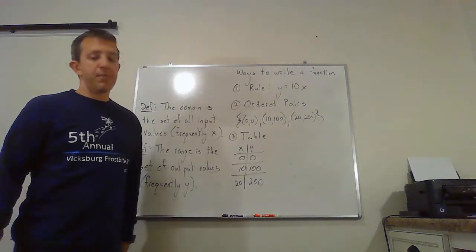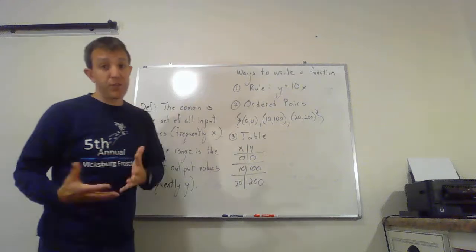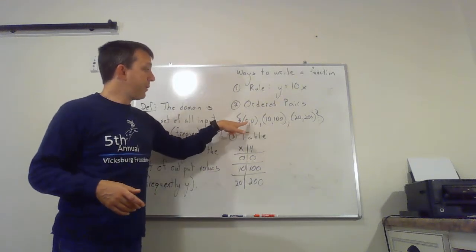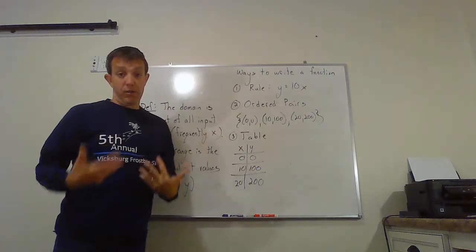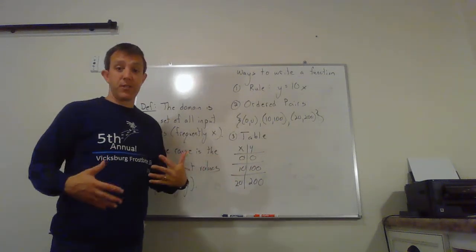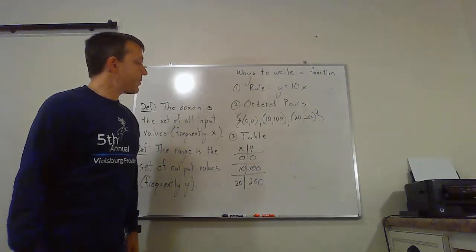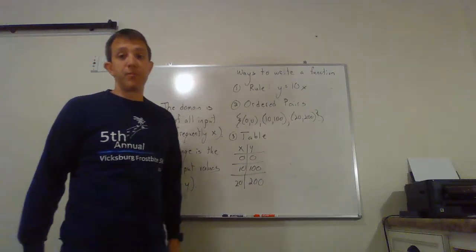You could write it as a table of values. Remember, domain is always that first variable. So in the ordered pairs, 0, 10, and 20 are the domain values, and in the table, the 0, 10, and 20 are still the domain values. All right, so let's get another board and look at some more ways to write a function.